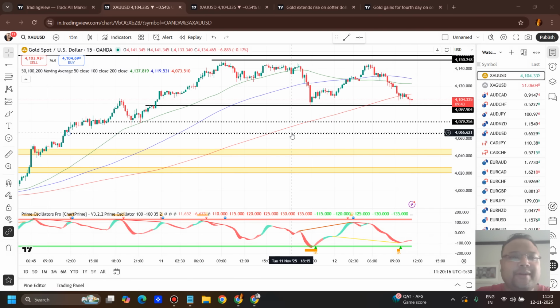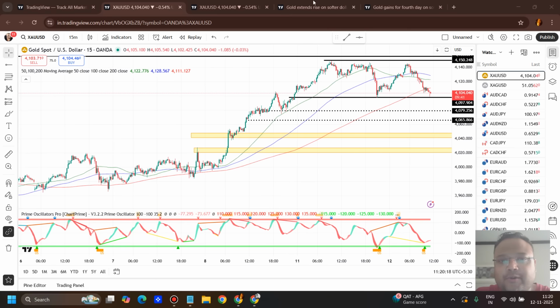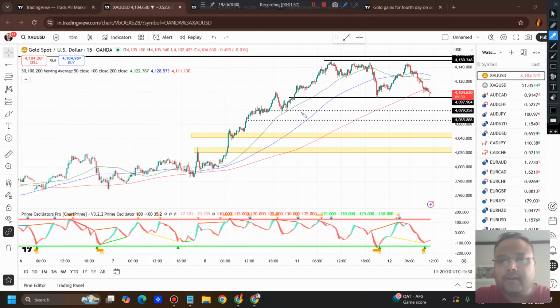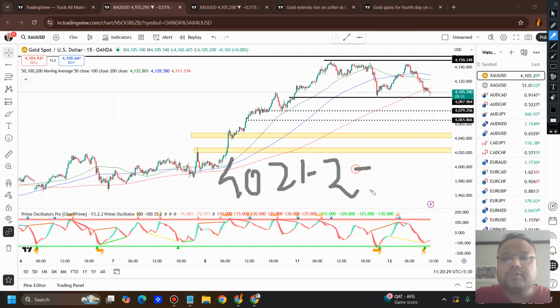So you can see I have drawn new lines here, so let's try to understand them one by one. First of all, the levels from yesterday, the major levels, remember the yellow boxes? They are still very much valid. Means 4021, 4027, the box at the bottom is still the best support. If market drops, we can look for a buy around this area.